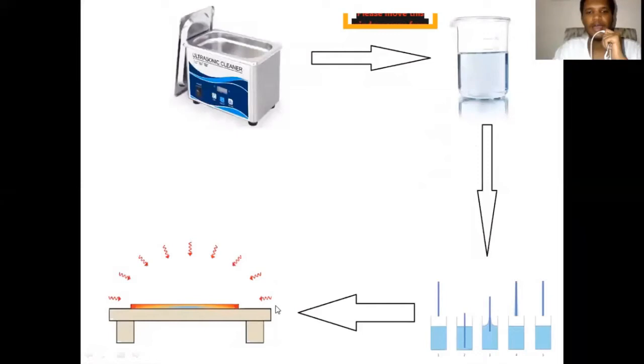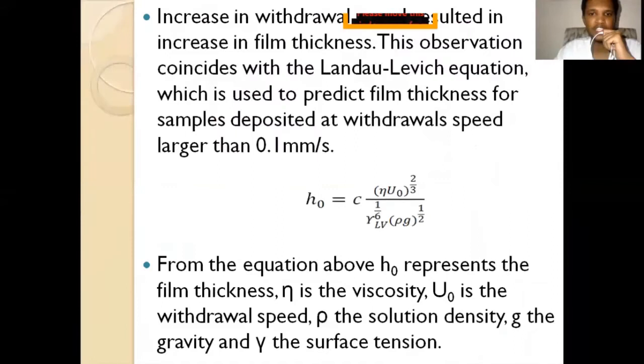To characterize our film, we shall do 2 things. We shall do thickness measurements using a surface profiler and optical properties using a UV-visible spectrophotometer. So, for results and discussion: in the first case, we measure the thickness of the film using the surface profiler. Thickness of film is expected to follow the Landau-Levich equation. That means the thickness of the film shall be proportional to the withdrawal speed, where the thickness of film right here we can see is H0, and the withdrawal speed is U0.